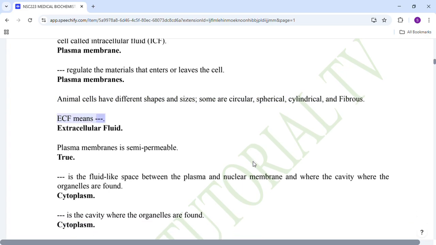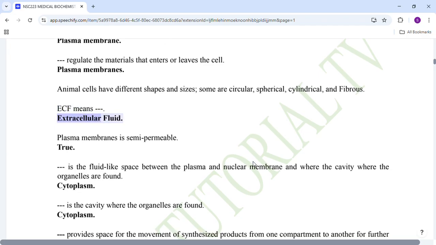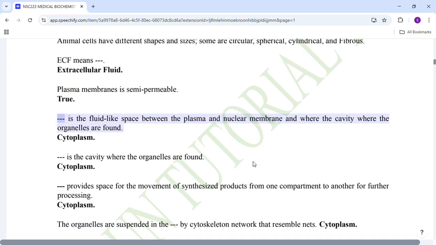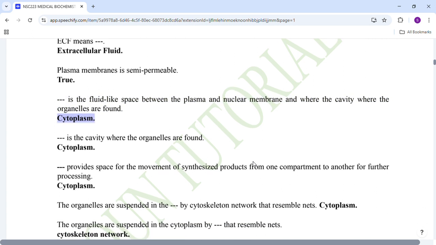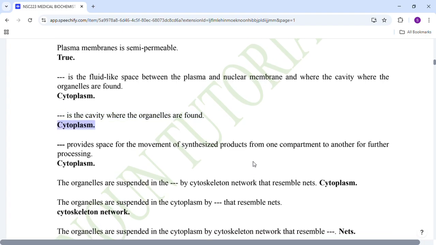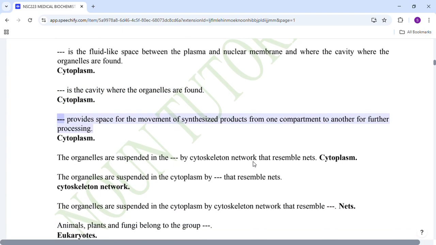ECF means extracellular fluid. The plasma membrane is semi-permeable. True. Cytoplasm is the fluid-like space between the plasma and nuclear membrane, and the cavity where the organelles are found. Cytoplasm provides space for the movement of synthesized products from one compartment to another for further processing.